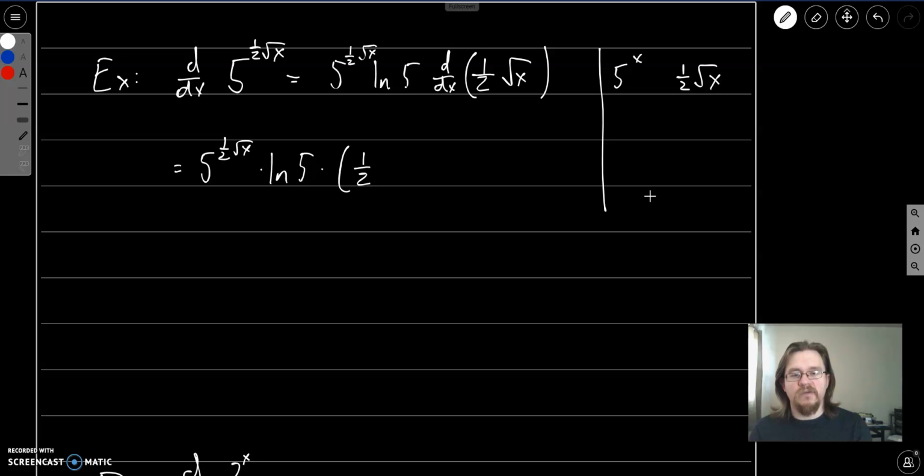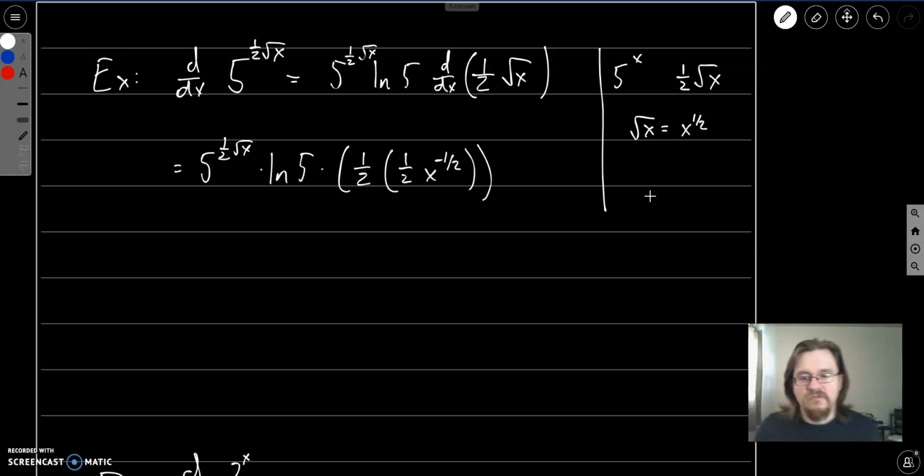And then we take the derivative of the square root of x. And again, the square root of x is x to the 1/2. So what I can do is just use the power rule. I can bring down the 1/2 and raise x to the one less power. And there we go. There's our derivative.